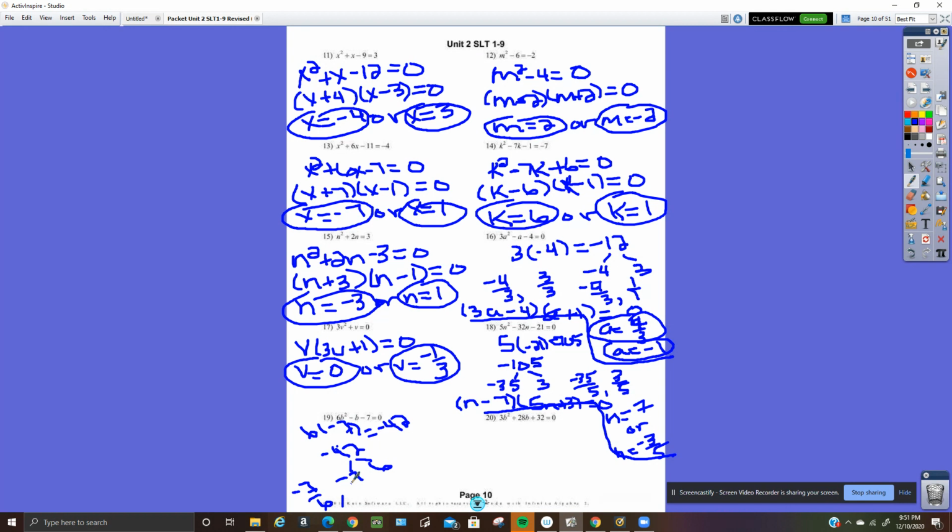And then 6 over 6, simplified, and negative 7 over 6, and 1 over 1. So that turns into 6b minus 7, and b plus 1. So when you solve those, you get b equals 7/6, or b is equal to negative 1.